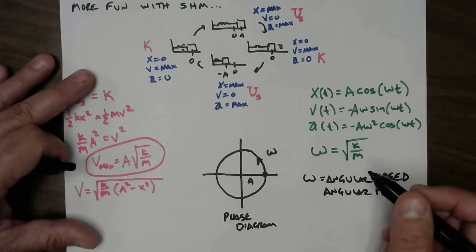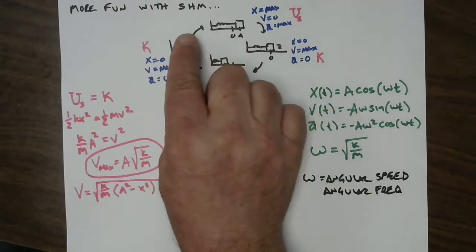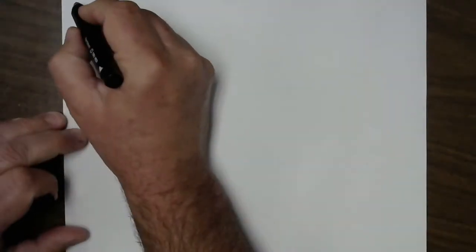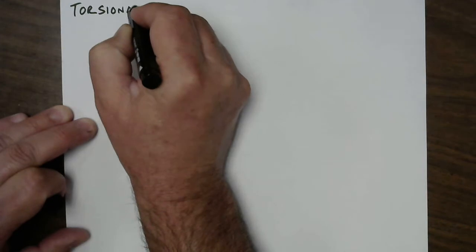Without clogging up this diagram anymore, let's do something new, okay? Let's talk about another system. Not a mass and spring system that goes boingy, boingy, boingy back and forth, but perhaps a new kind of mass and spring system. Let's talk about the torsional pendulum.